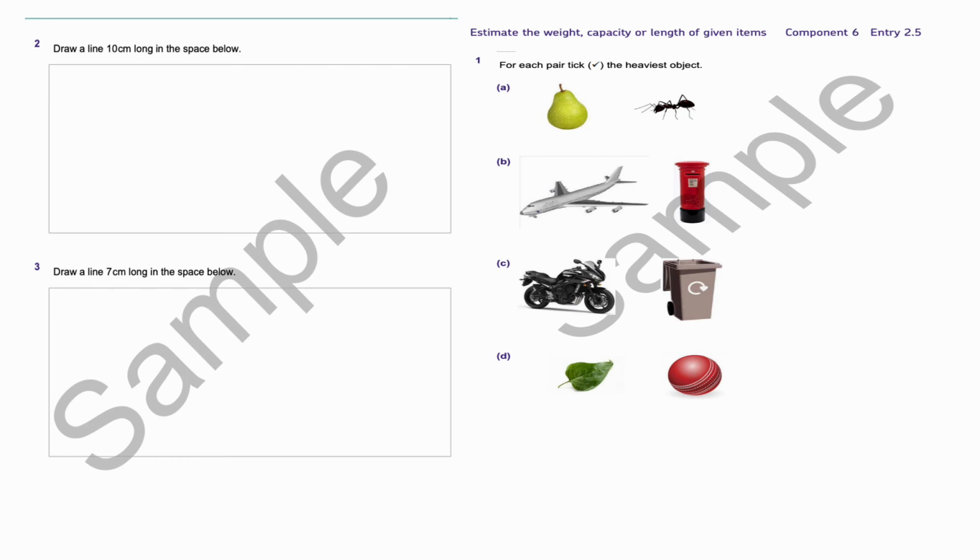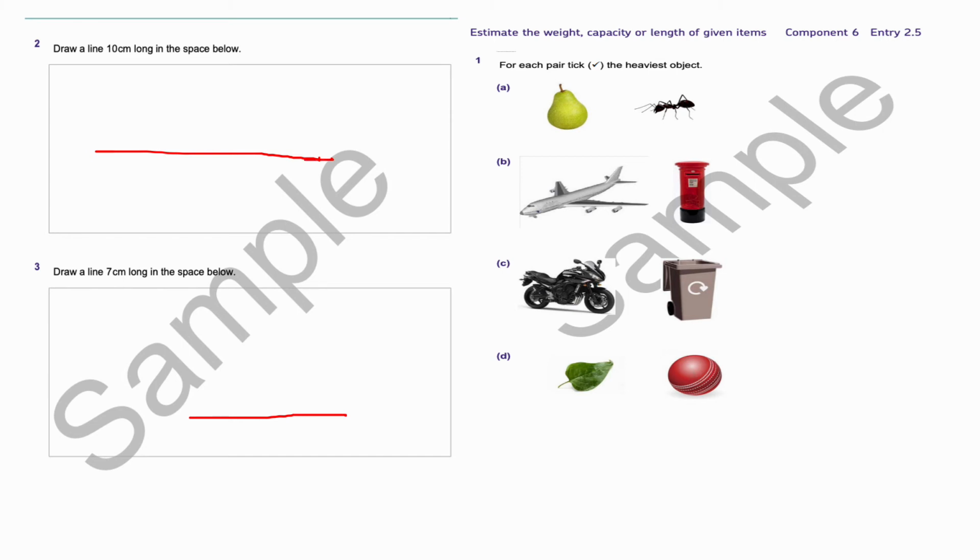Okay, right, so draw a line with 10 centimeters long. So you would get your ruler and you'd measure 10 centimeters. Okay, so it's about here roughly, I'd say, something like that. Okay, 7 centimeters, I'd say, is about that long, or maybe a bit longer. Okay, and 10, I'd say, yeah, is probably about that.